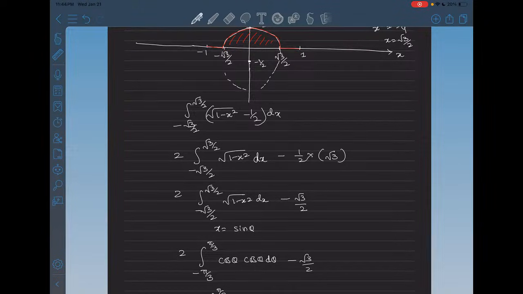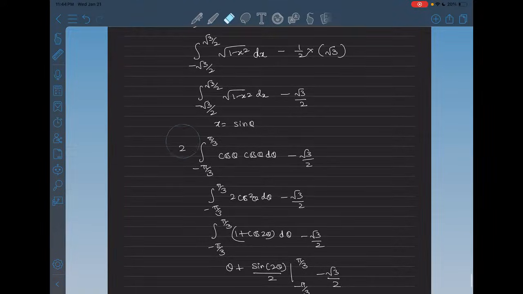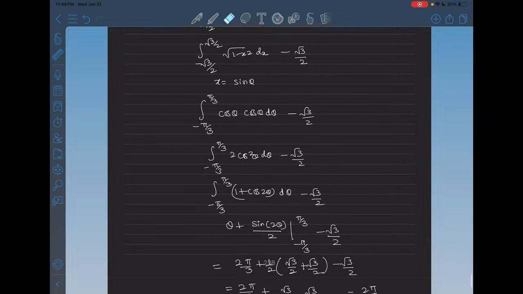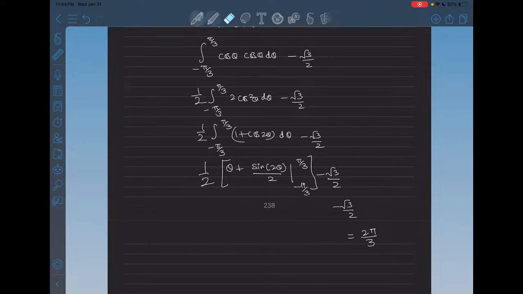Oh, I see. I don't need to keep the 2 over here because I still have the same limits of integration. Damn. So let me write half over here. I'm sorry, guys. I'm sorry for that blunder. And let me write a half over here. This is a big blunder.